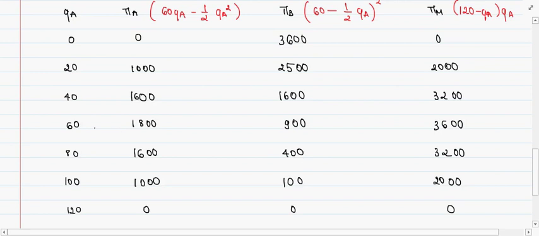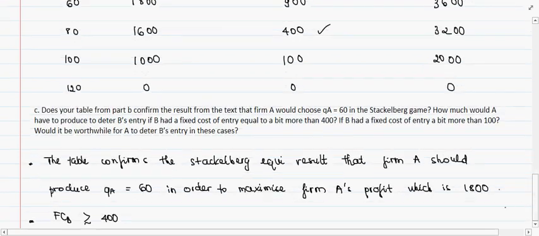Okay, now if firm A is producing 60 units of output, firm B is going to earn 900, and that is going to be above the fixed cost, and firm B is going to be happy to enter the market. Then they will have to share the market, and firm A is not going to become a monopoly. So over here, as you can see, if firm B's cost of entry is a little bit more than 400, then firm A can produce a maximum of 80 units of output in order to deter firm B's entry.